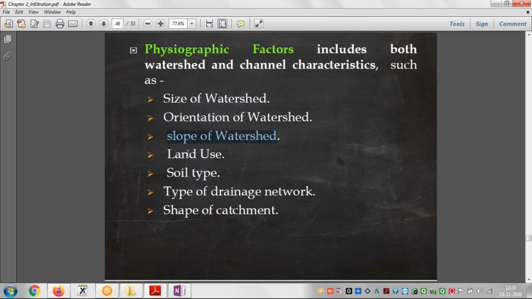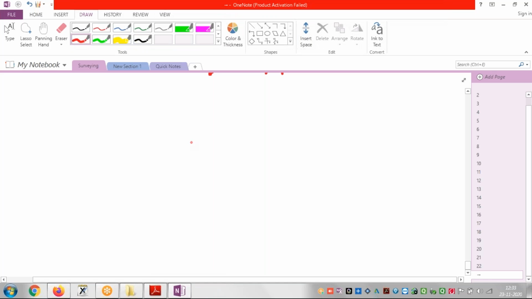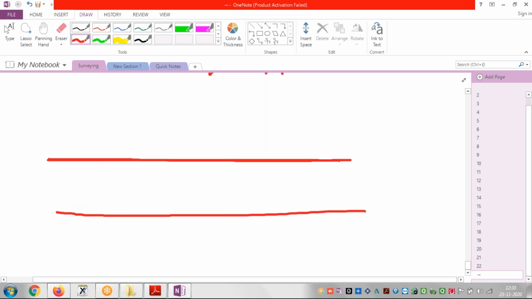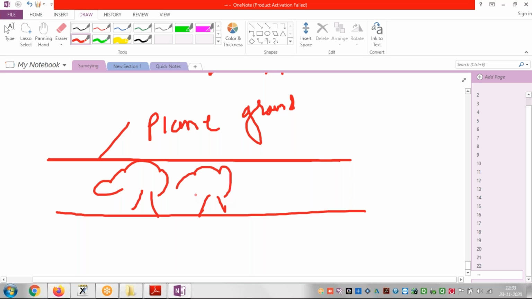Next is the land use. Land use means for which type of land this is, or what the use of that land is, or whatever the cover on the land is. If it is simple ground, there are two types of ground. First, this is simple plain ground, right? And second, suppose there are some number of trees here, like a forest. So this is open plain ground, and this one is a forest.